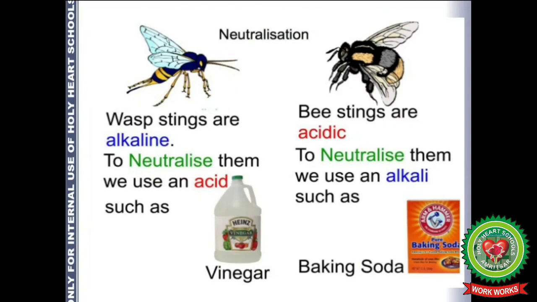The next one is the stings of bees and wasps. Wasp stings are alkaline and bee stings are acidic. To neutralize a wasp sting, an acid is used, such as a weak acid like vinegar. We can also use lemon because lemon has citric acid, which is a weak acid. To neutralize bee stings, as they are acidic in nature, an alkali, a base, is used such as baking soda.